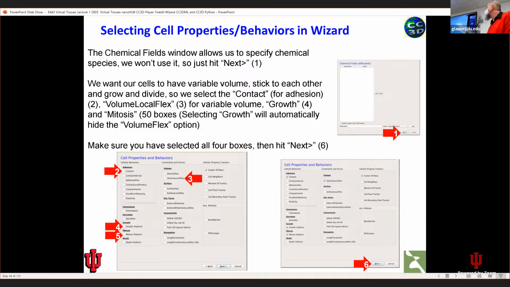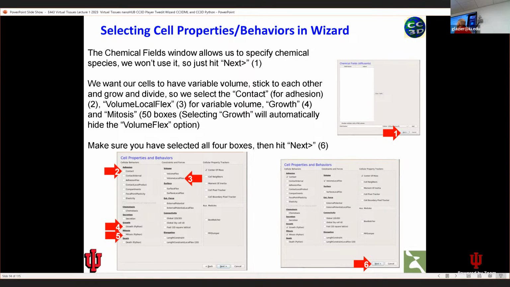The next menu that you're going to get will say chemical field. And for our first simulation, we're not going to use any chemical field, so just hit next. We're going to skip that. And the next box is going to be, what are the basic properties of the cells that we're going to use? We've said that everything is based on cells and what they do. You could add a lot more properties besides the ones that we have here, but we're going to start out with the basic ones.